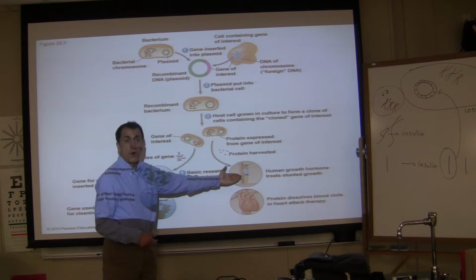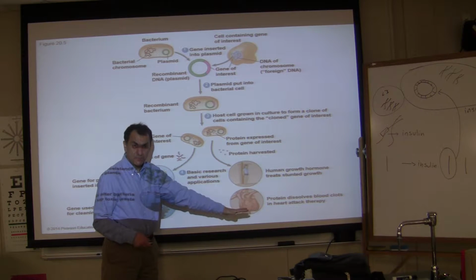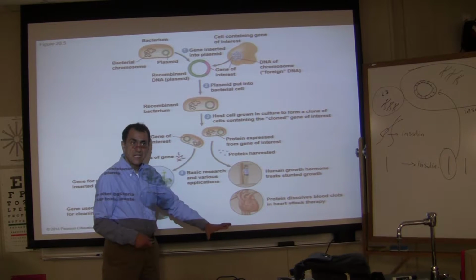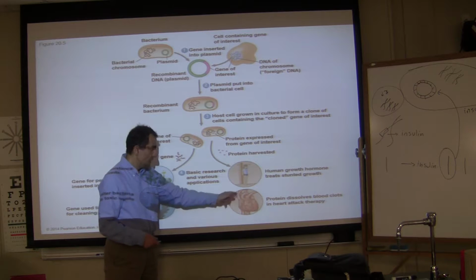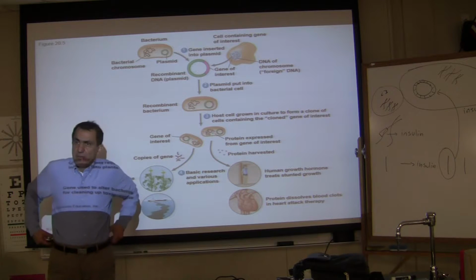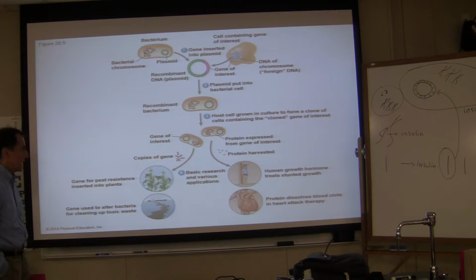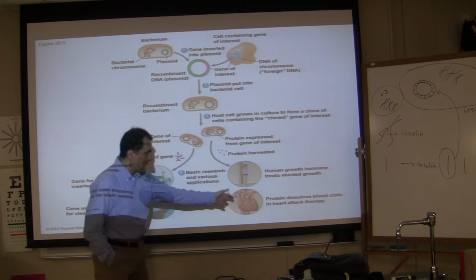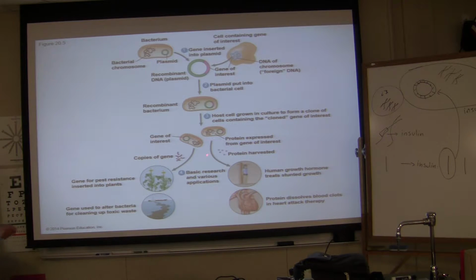Or give it the growth hormone, babies, kids who cannot grow to a normal size, what happens, they give them a shot of growth hormone so they can grow a normal size. You know, some families do that, but again, that's an ethical question. And then of course, protein dissolved blood clots in heart patients. So all of these protein molecules, I gave you an example of insulin, that is given to people. So this is all of the end product of this.